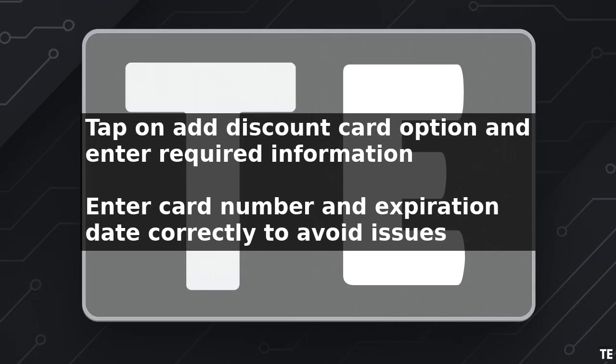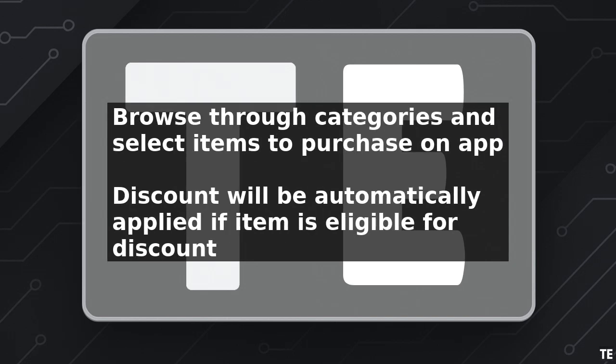After adding the discount card, you can start shopping on the app. Browse through the various categories and select the items you want to purchase. As you add items to your cart, the discount will be automatically applied if the item is eligible for the discount. You can check the cart to see the discounted price and the amount you will save.